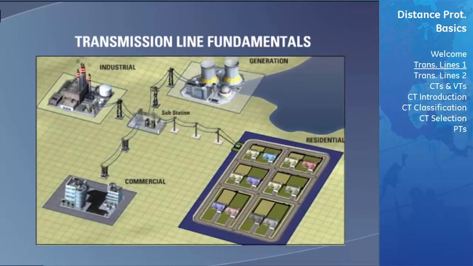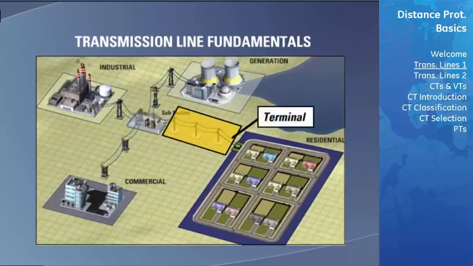In a power system, the area that constitutes a transmission line has well-defined boundaries. The physical location of a line boundary is often called a terminal. Terminals classify the end of a transmission line and can be a switch, a breaker, a bus, or a transformer.